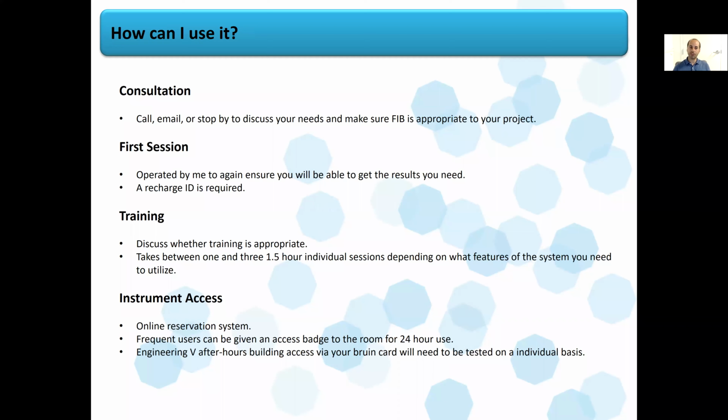So lastly, if you would like to use the system, I always suggest that you get in touch with me first just to talk about what it is you need to do, and I can maybe guide you on whether or not the FIB is appropriate for your project or whether we can find other techniques that are maybe more appropriate. Initially, I will always operate the system for you just to make sure that we are getting the results that you want. If you find that you're going to be needing the system on a much more consistent basis, we will get you trained so that you can do your own work. Depending on what you want to do on the system, if it's just SEM or you want to do FIB as well, or even TEM sample prep, there will be a number of training sessions that you will need to attend.